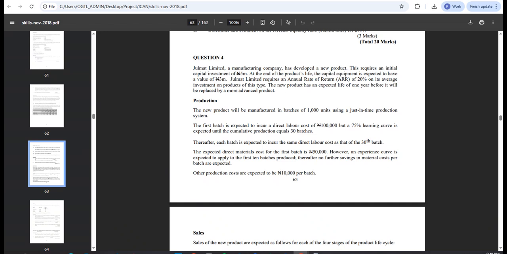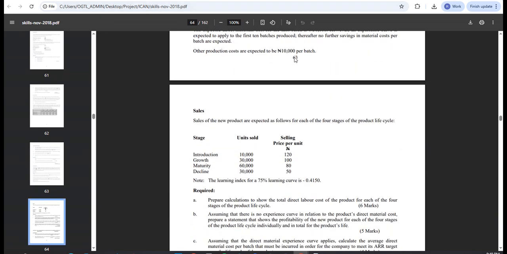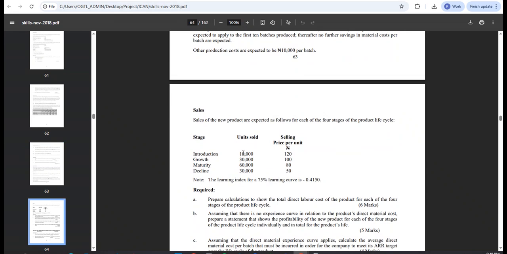Now, the ARR accounting rate of return is 20%, and it's on average investment. Now, for production, in our introduction stage, do we have anything? So yes, we have 10,000 for selling price. Now, what is the question asking us to do? Prepare a calculation to show your total direct labor cost of the production of the product for each of the four stages. Direct labor costs.